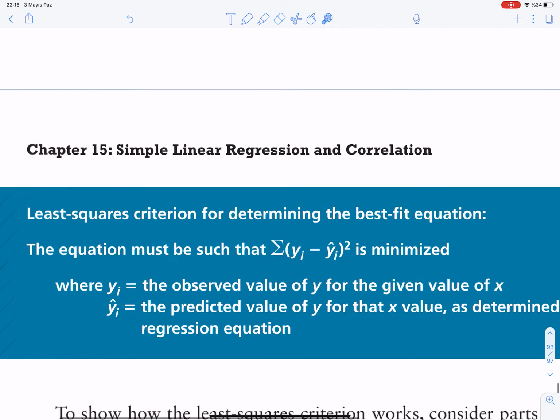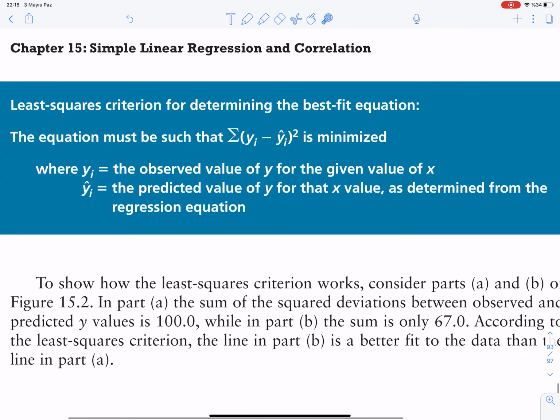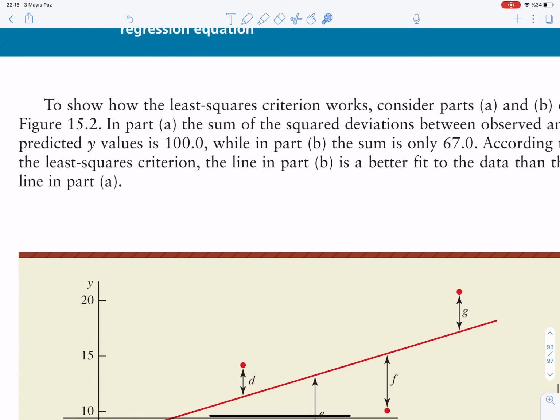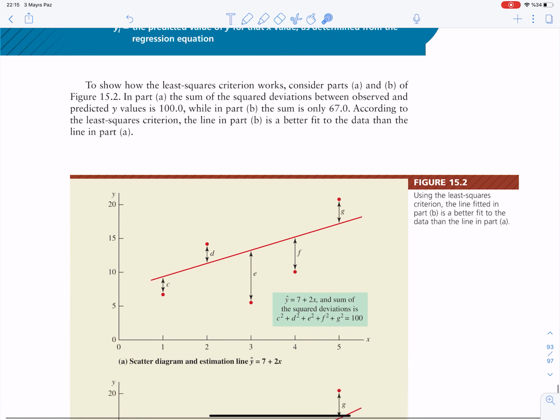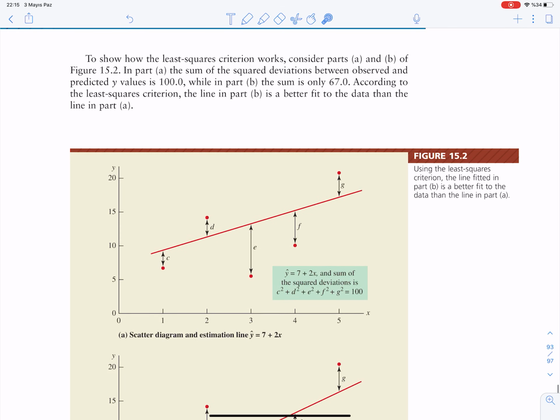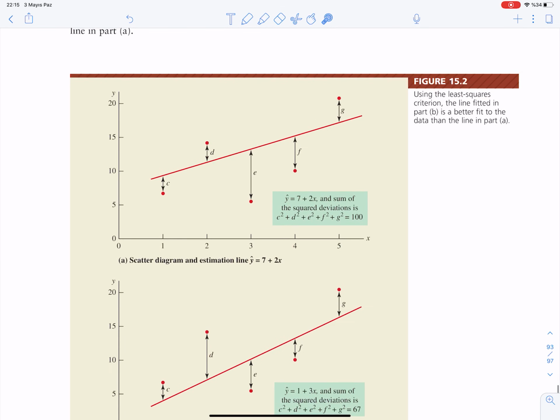Okay, so we have mentioned the y hat. We're going to move very quickly to an example to clarify. Okay, consider this example.